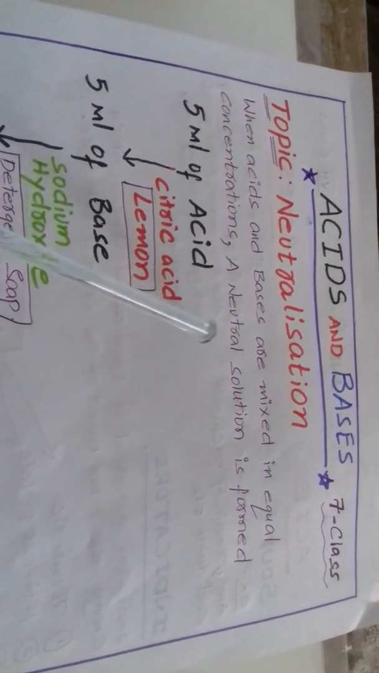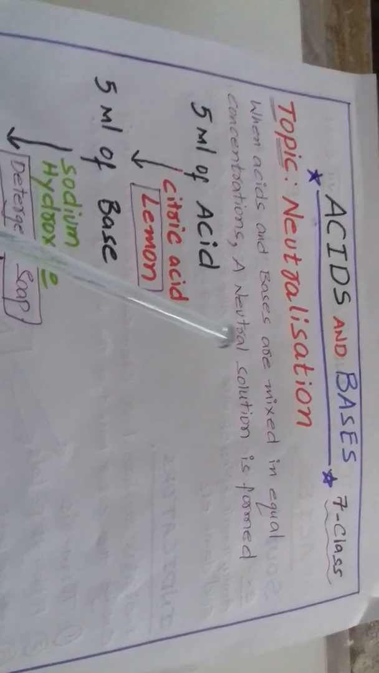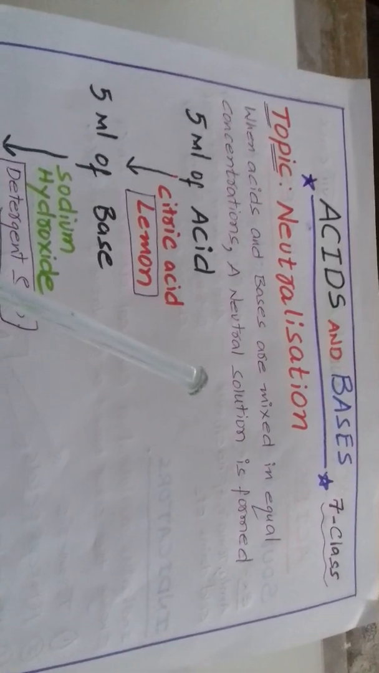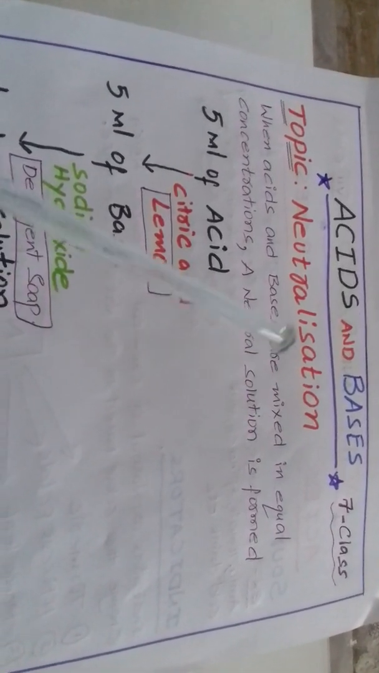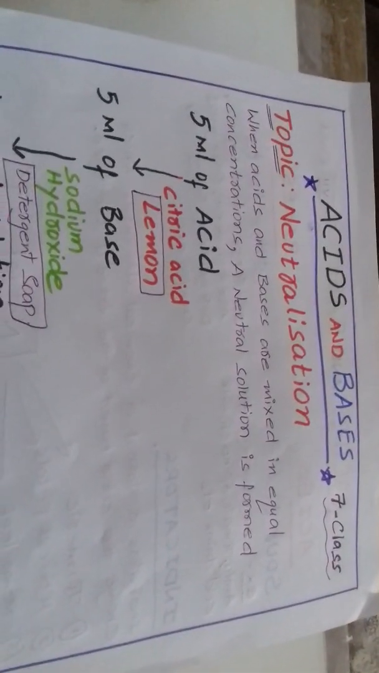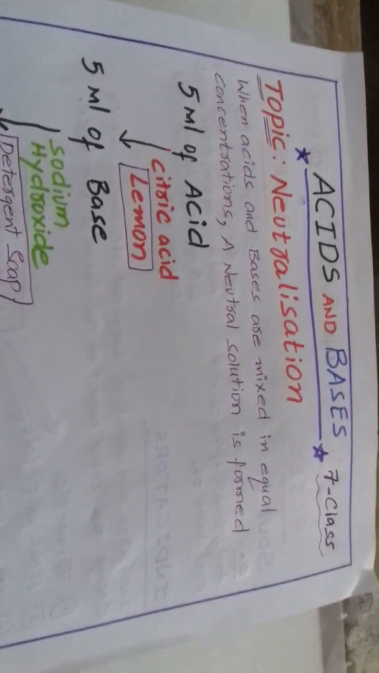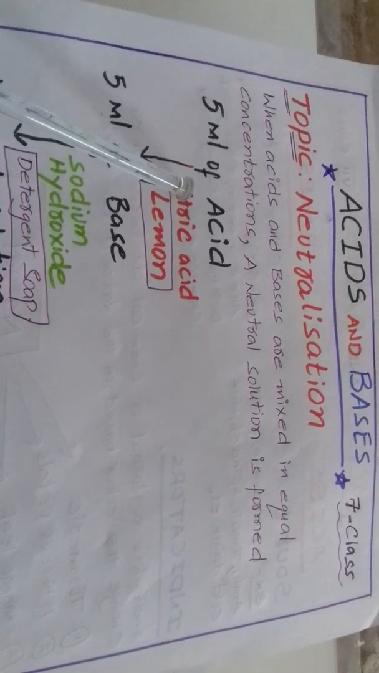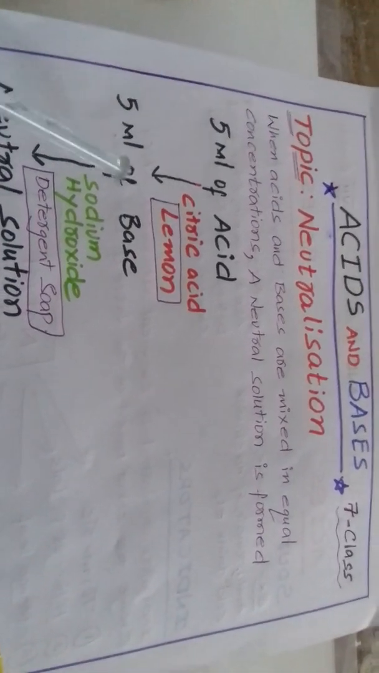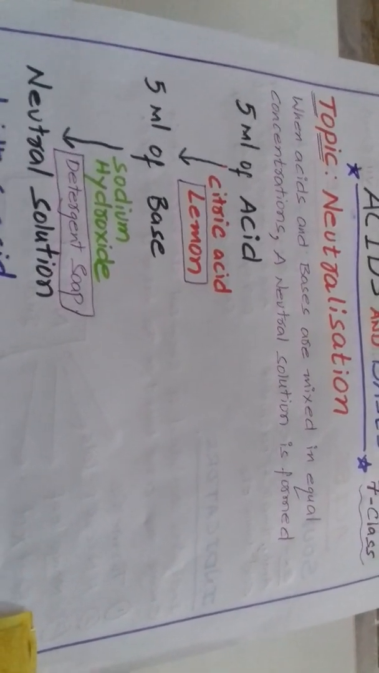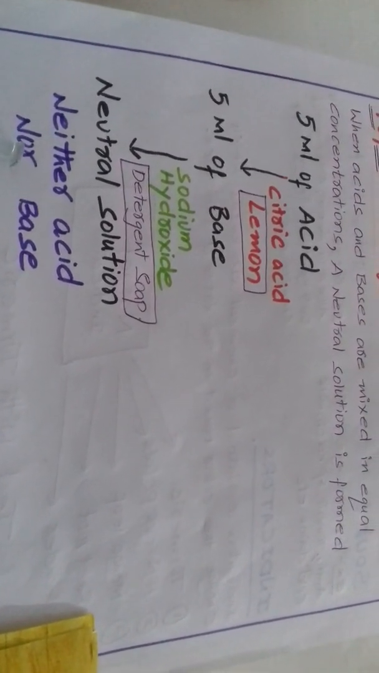Sometimes a salt is formed, but here is one point: not every neutral solution is a salt. Sometimes salts are formed, sometimes other products are formed. So if we take 5 ml of acid and mix it with 5 ml of base, a neutral solution is formed. That neutral solution is neither acid nor base.